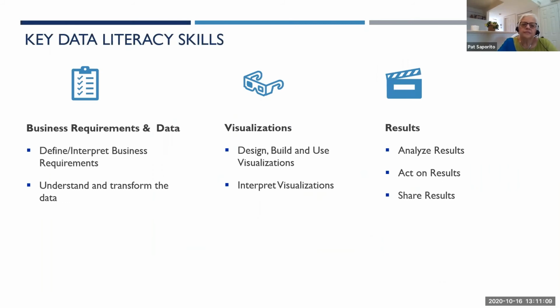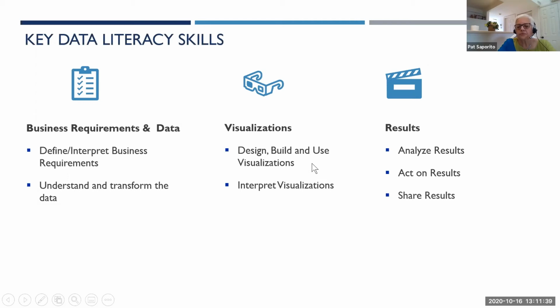So what are some of the key data analytics skills? So I said if those were kind of capabilities, if you bring them together, the first one is business requirements and data. So defining and interpreting the business requirements is absolutely critical. And again, I'm going to share this tool that'll help you do that. And understanding and transforming the data, right? When I say transforming the data, I mean making it fit for the business problem that you're trying to solve.